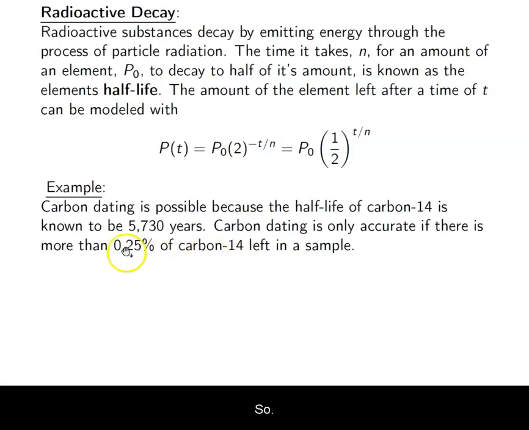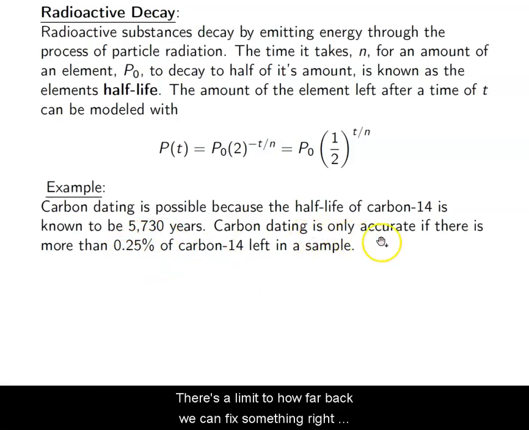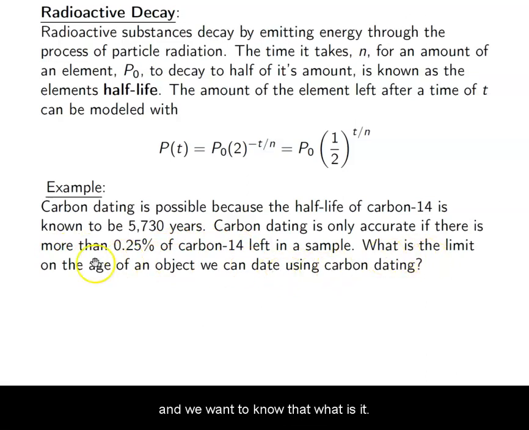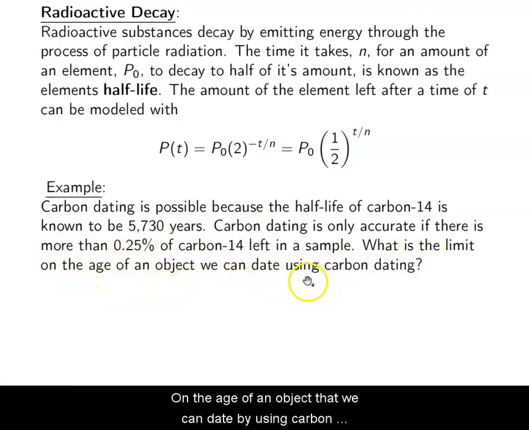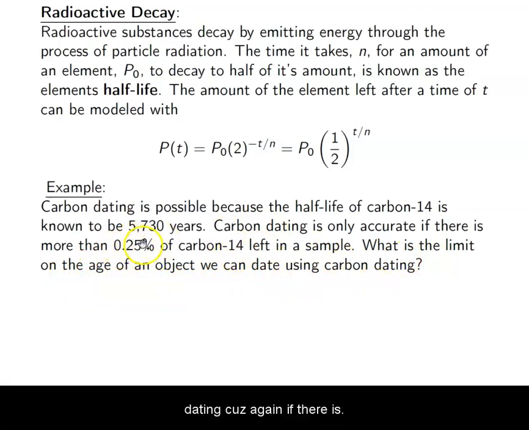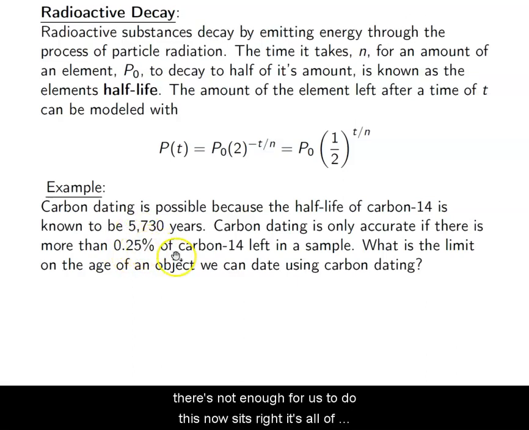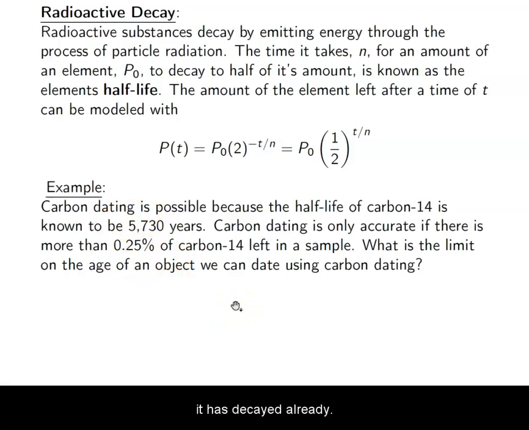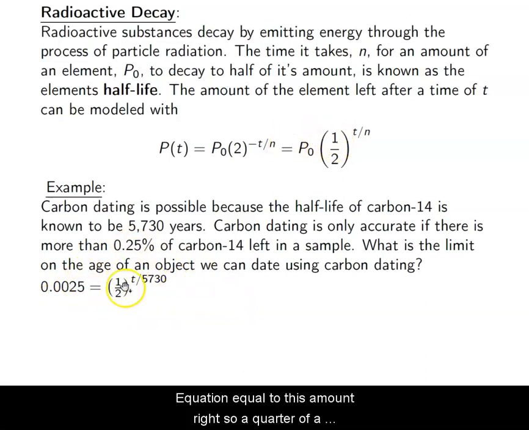So there's a limit to how far back we can date something, and we want to know that. What is the limit on the age of an object that we can date using carbon dating? Because if there is less than this amount of carbon-14 in a substance, there's not enough for us to do this analysis. All of it has basically decayed already. So I will set my equation equal to this amount. 0.25% as a decimal is 0.0025. My half-life is 5730, so I replace that for n, and I just need to solve for t.